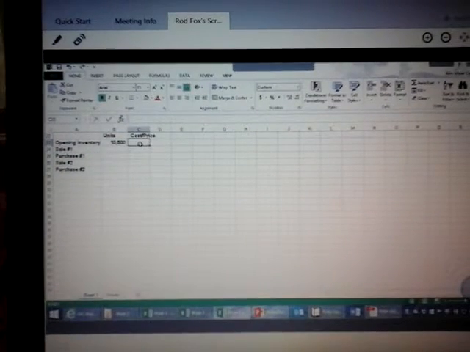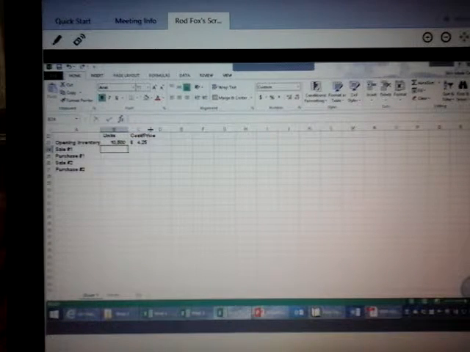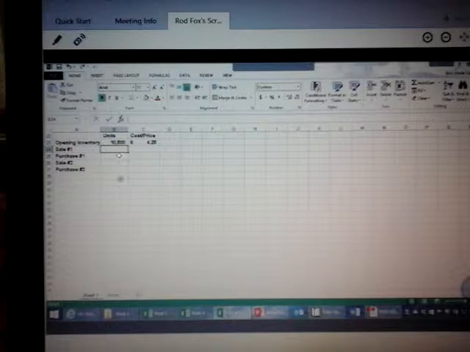Okay, and this is the number of units, and then this will be the cost per unit, or the price per unit if we're selling it. Okay, so it's 10,500, and I'll get rid of those zeros, and it's 4.25. Round that to 2 decimal places. So that's what I opened with.